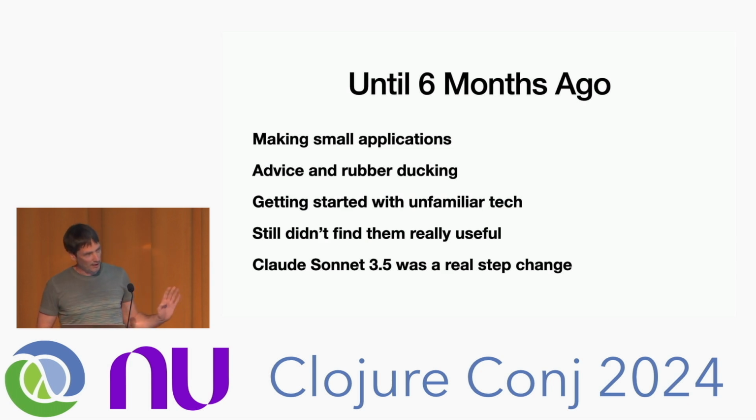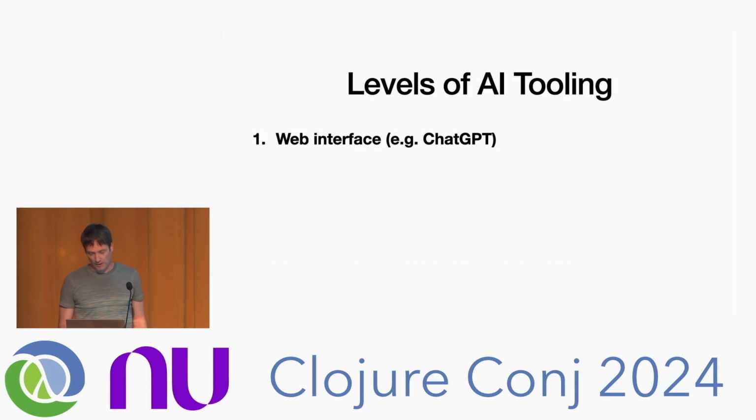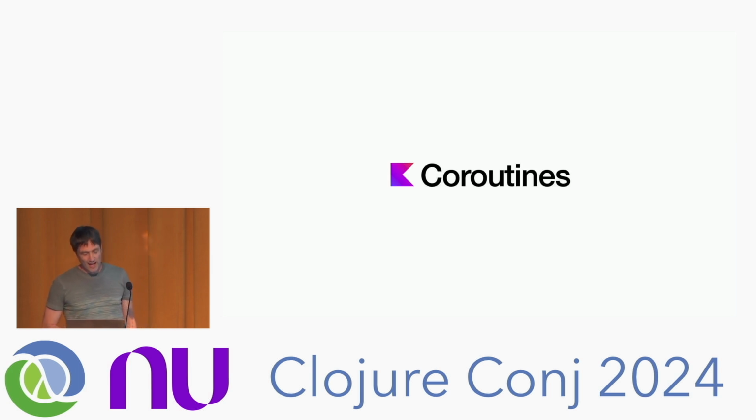And then, I think maybe about 6 months ago, Claude Sonnet 3.5 came out, and that was a real step change in their ability to generate code in a reliable way. So in our great hierarchy of levels of AI tooling, I'm still just banging rocks together, basically, at this stage. But then I've had this problem that has been looming over me for some time now and has really become very evident this year, and that problem is Kotlin coroutines.